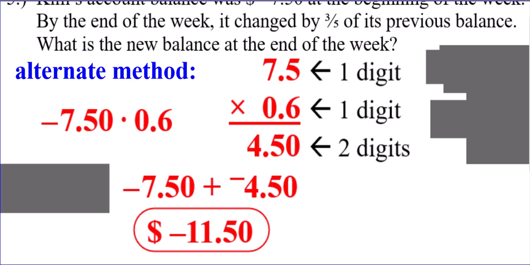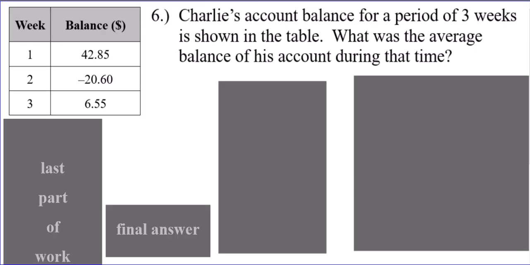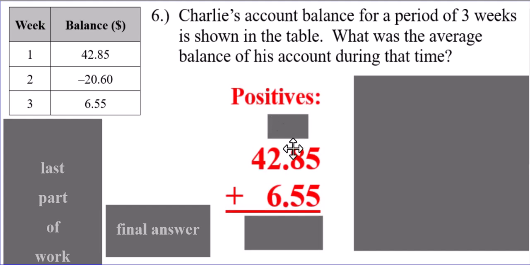All right, problem number 6. This is asking for the average balance of his account. To get average, you have to add the numbers in the table and then divide by how many items you have. Well, since we have 3 weeks worth of balances, we're going to divide by 3. I like to work smarter, not harder, and start by adding the positives together, because then you're going to go ahead and add off to the side.